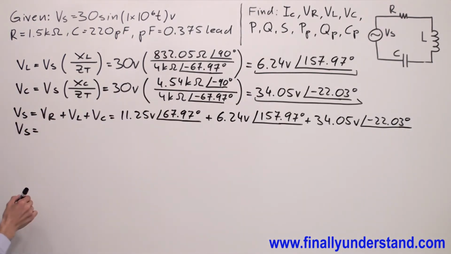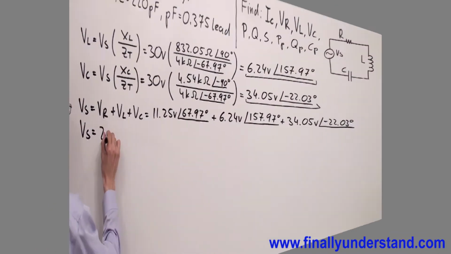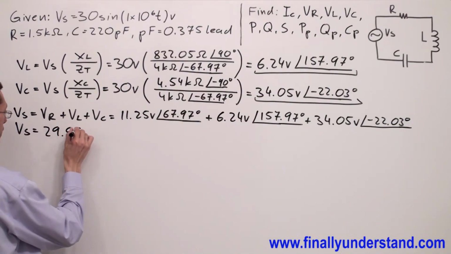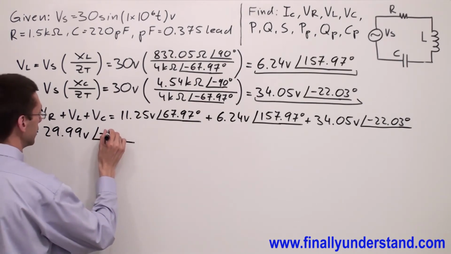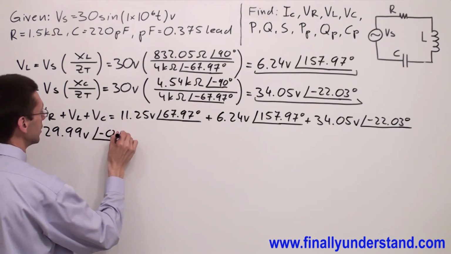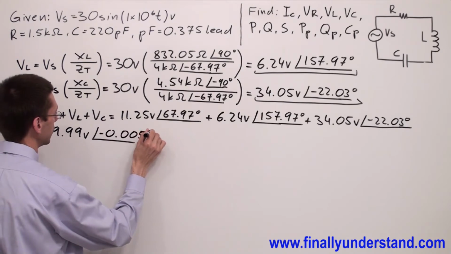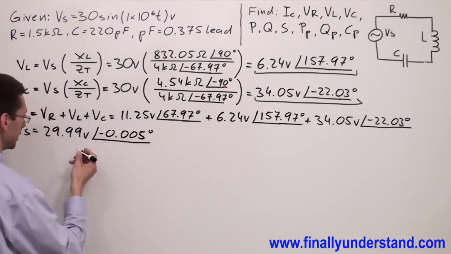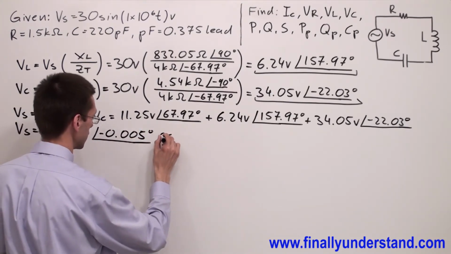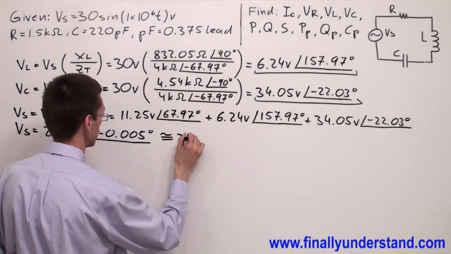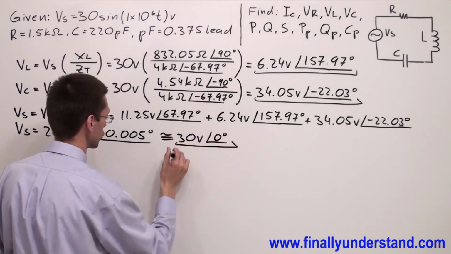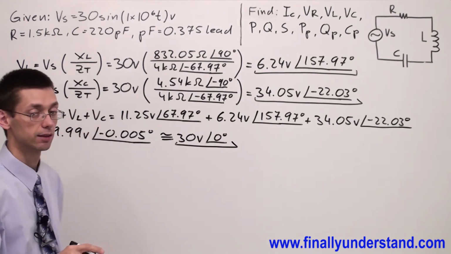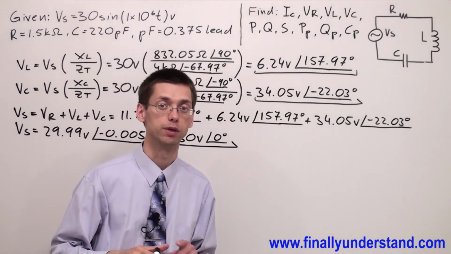Voltage source in this case is equal to 29.99 volts and angle of negative 0.005 degrees. So we can say that this is approximately equal to 30 volts and angle of 0 degrees. So it means that our calculations up to this moment are okay.